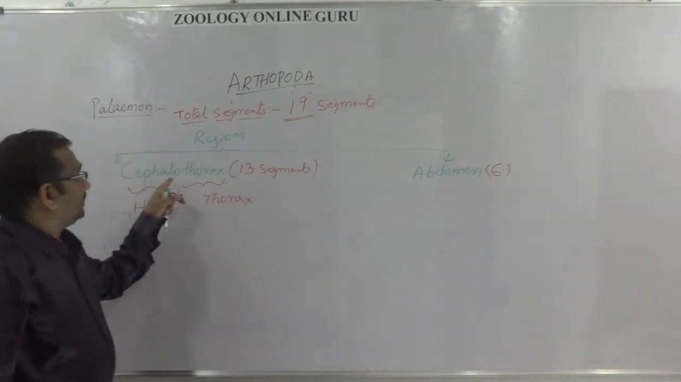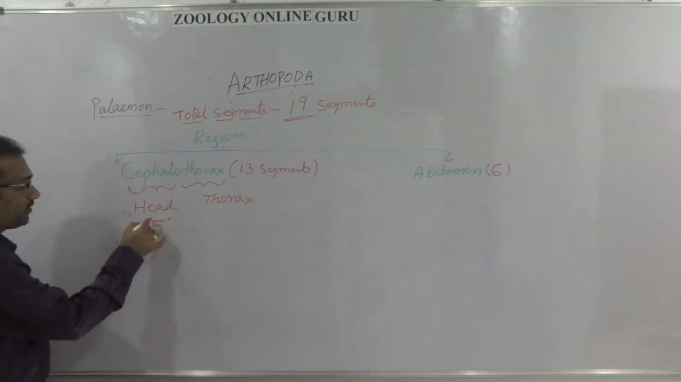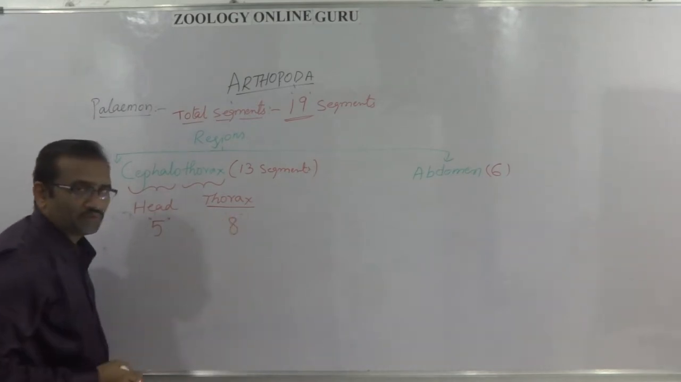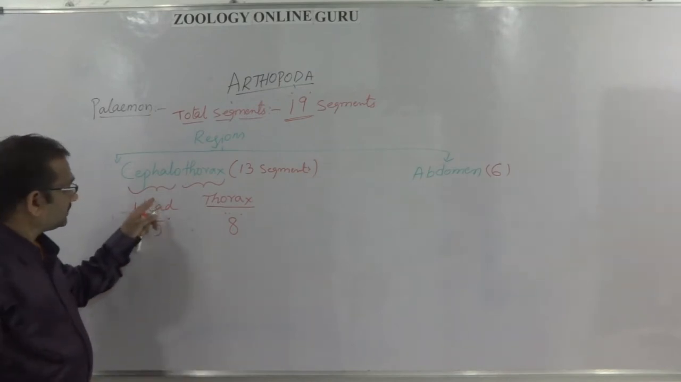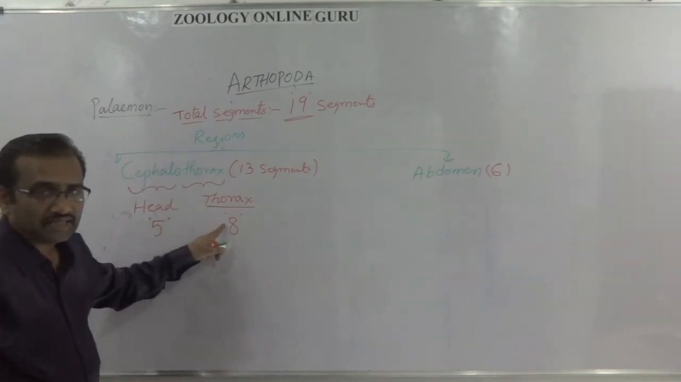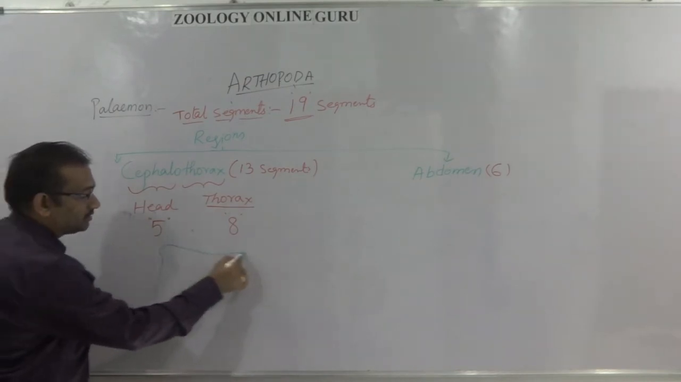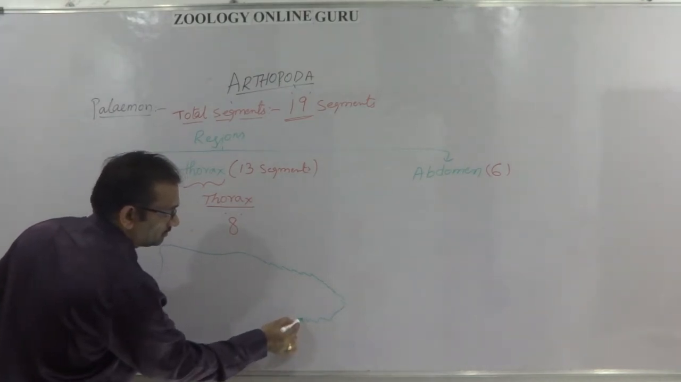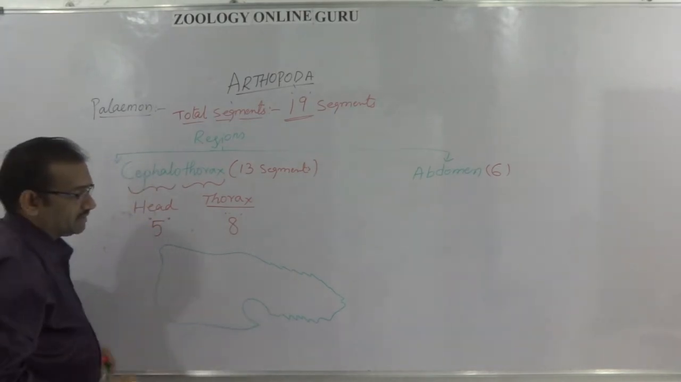Coming to the cephalothorax, the head region contains 5 segments and the thorax contains 8 segments. 5 plus 8, 13 segments totally. Cephalothorax is a hard, bony structure. This is the anterior part. So this is about the cephalothorax.